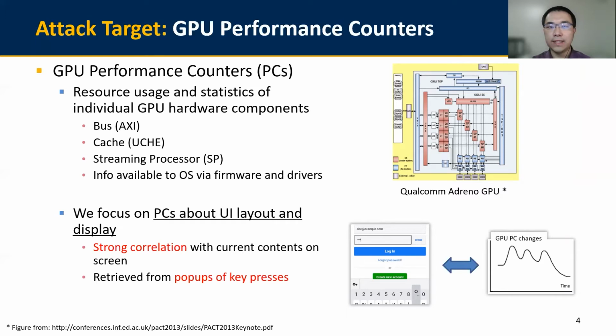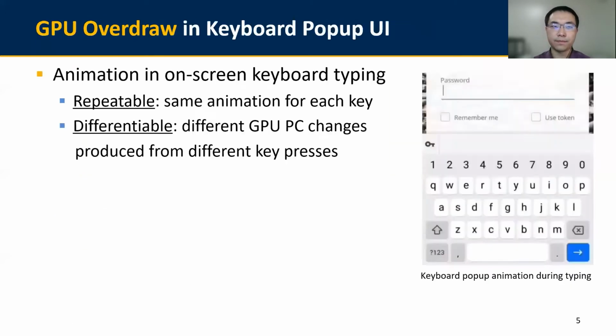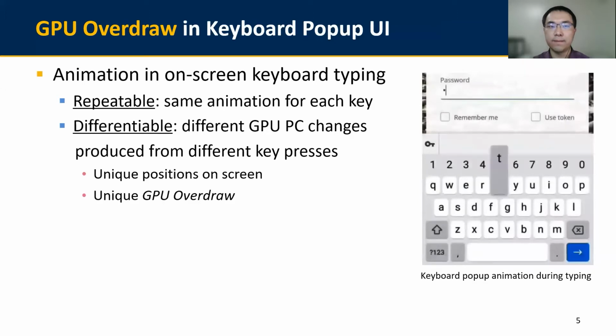We target on correlation between key press pop-ups and related GPU performance counters. During typing, such key press pop-up helps the user to determine whether the correct key is being pressed. Such animation of key press pop-ups create a noticeable amount of display changes that can be captured by GPU PC value changes. Such value change is repeatable since the same animation will take place for the same key typing. It is also differentiable since different keys trigger different GPU PC changes.